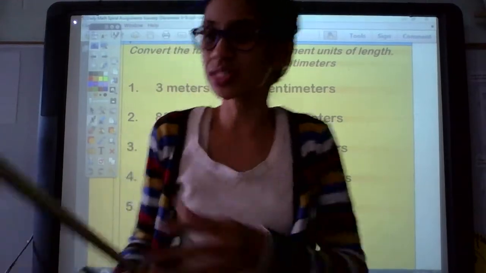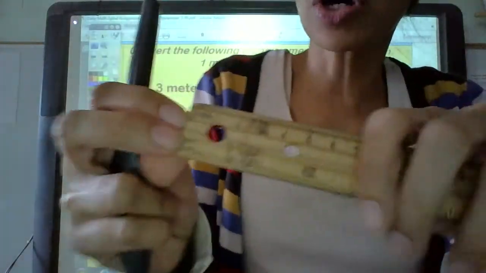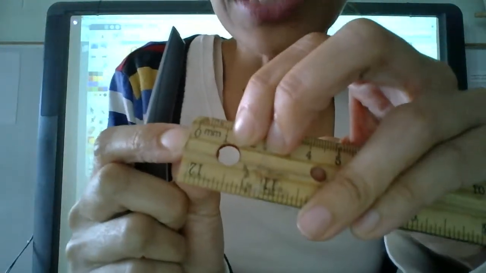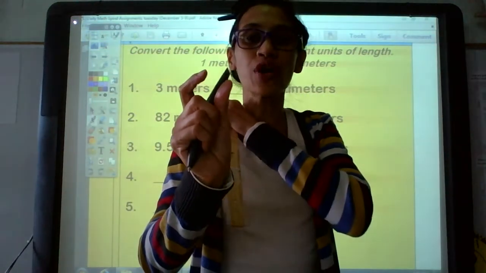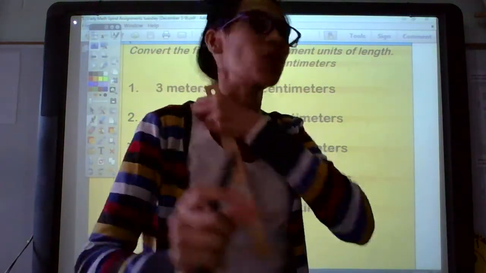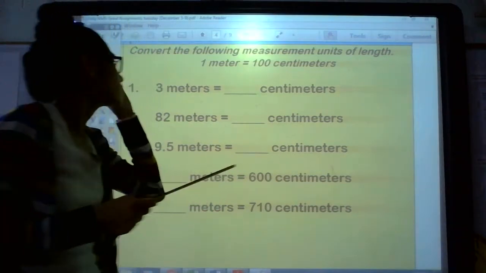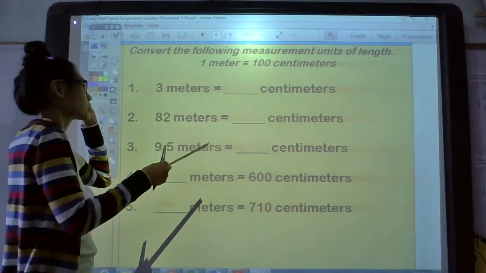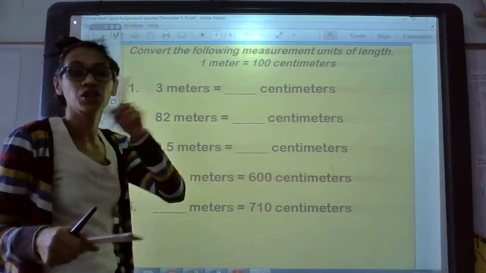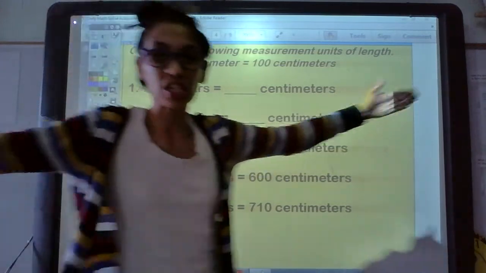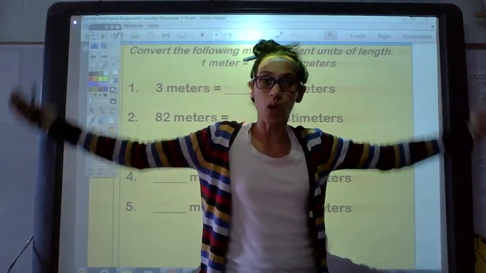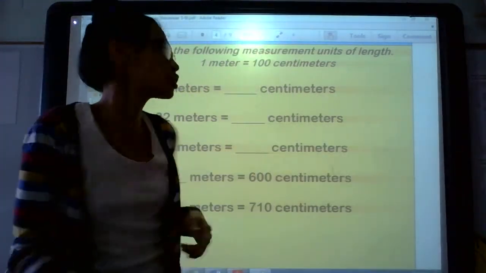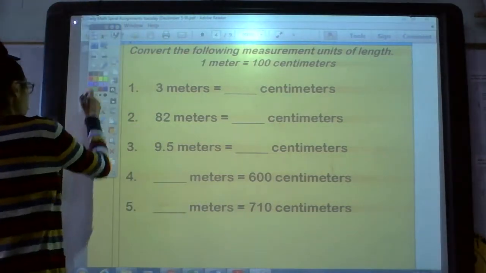So 100 centimeters. Look how long a centimeter is. Is that tiny? So if you have about 100 of those, that makes 1 meter. So let's begin. 1 meter equals 100 centimeters. What if I had 3 meters? So imagine 3 of these. 1, 2, 3. Let me draw a picture for you so you can think about that.